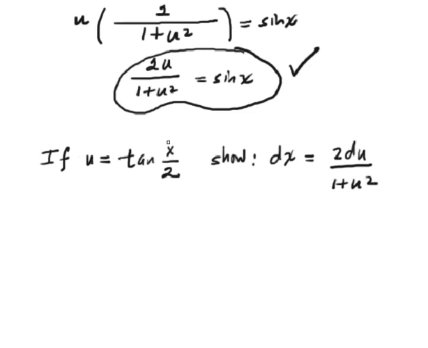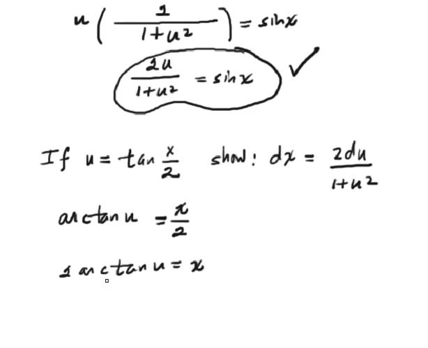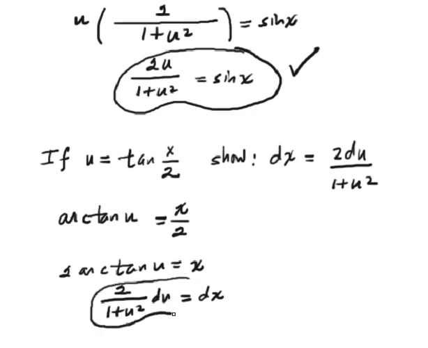So we're going to solve for x in this equation. We'll write x over 2 is equal to arctan u. And then let's multiply by 2: 2 arctan u is equal to x. Now differentiate both sides, and we have dx is equal to 2 over 1 plus u squared du. Okay, and that's what we wanted to show.